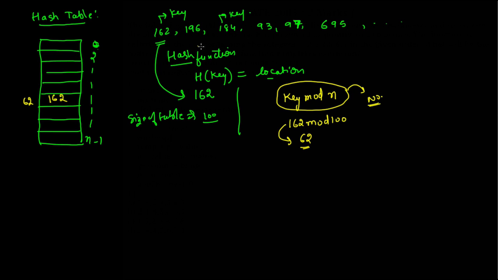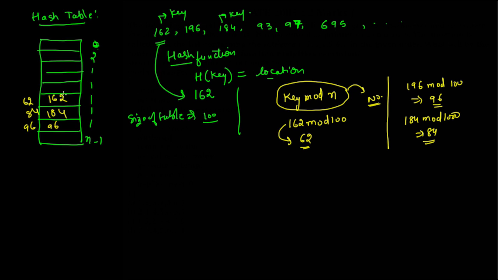And the next number is 196. So what we are going to do is 196 mod 100. So when we did 196 mod 100, it is going to give us the location 96. Therefore we are going to place this 196 number into the 96th location. The next key is 184. So this is 184 mod 100. That means it is going to give us 84. Therefore we are going to store this 184 at the location which is 84. Okay, so assume this is the location 84. So we are going to store 184 at that particular location.